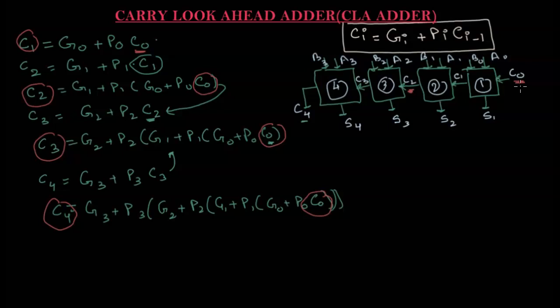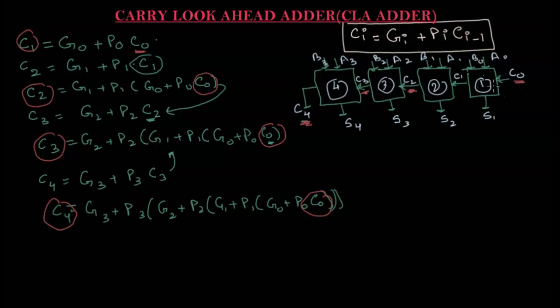Also, if we have to generate C3, it does not need to depend on C2 or C1. It will only depend on C0, which is already present. Again, C4 does not depend on the generation of C3, C2 or C1. It only depends on C0, which is already present, and hence this reduces at the end our propagation delay.